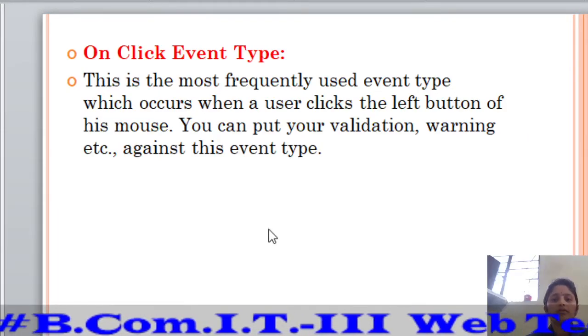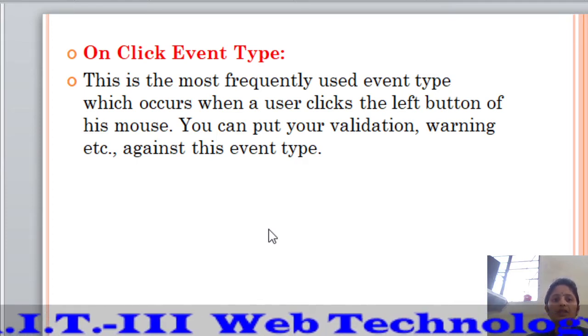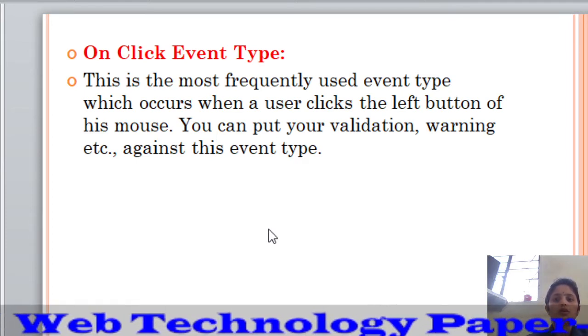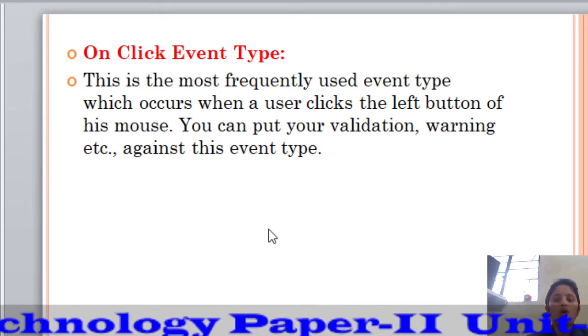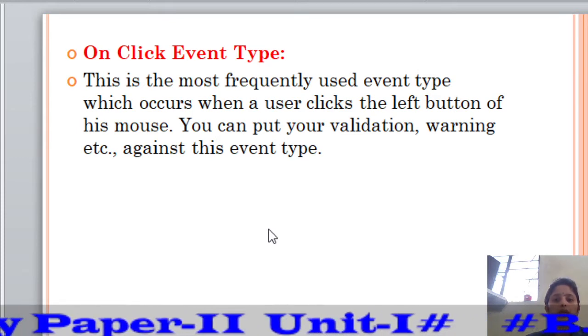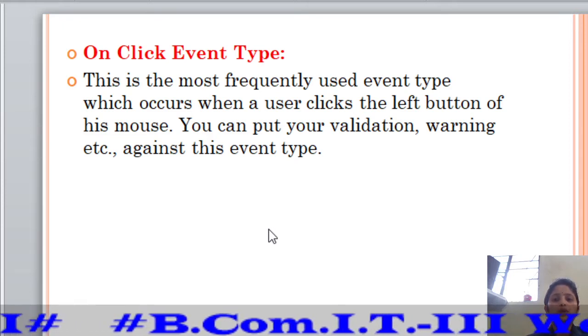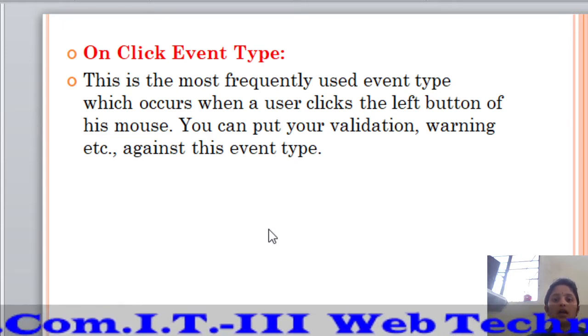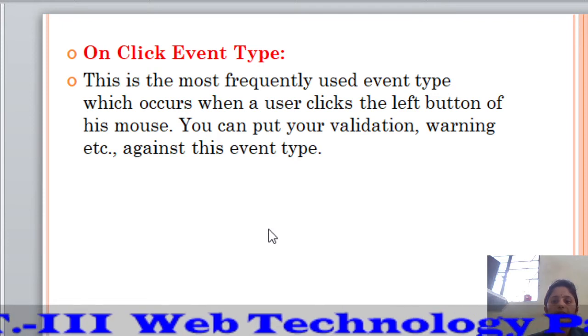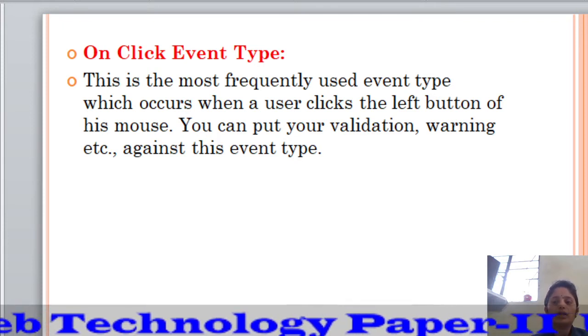The first event is the on-click event type. This is the most frequently used event type, which occurs when a user clicks the left button of the mouse. You can put your validation warnings against this event type. Let's see an example of the on-click event.